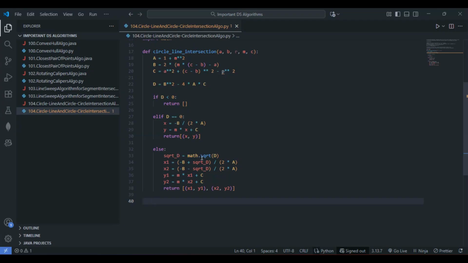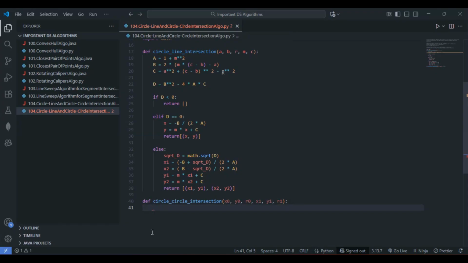So I'll just give here def. Let me copy the same thing here and paste it over here. Instead of these parameters, instead of the line, I'll go with circle circle. So the parameters are x0, y0, r0, x1, y1, and r1. So this is fine.